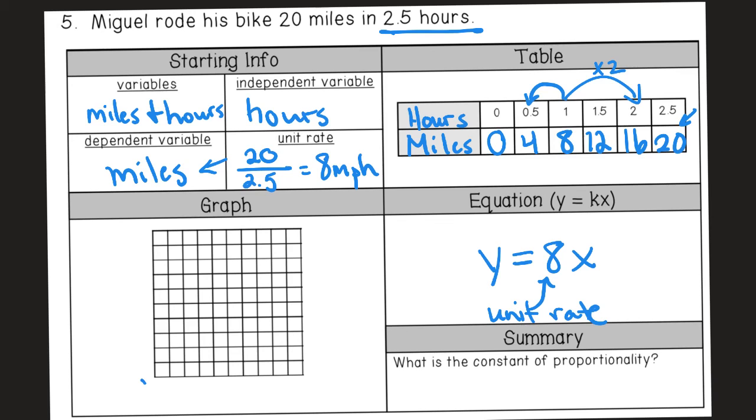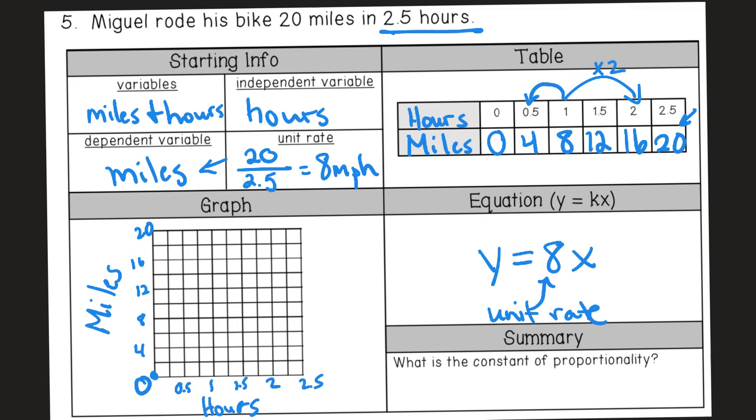Okay, then for your graph, you should have 0. And then you should also have the exact same labels. So we're going to do 0, 5/10, 1, 1 and 5/10, 2, 2 and 5/10, and this is our hours. Okay, and then over here we can count by 4s. 4, 8, 12, 16, 20. This is our miles. And then you're going to graph that.